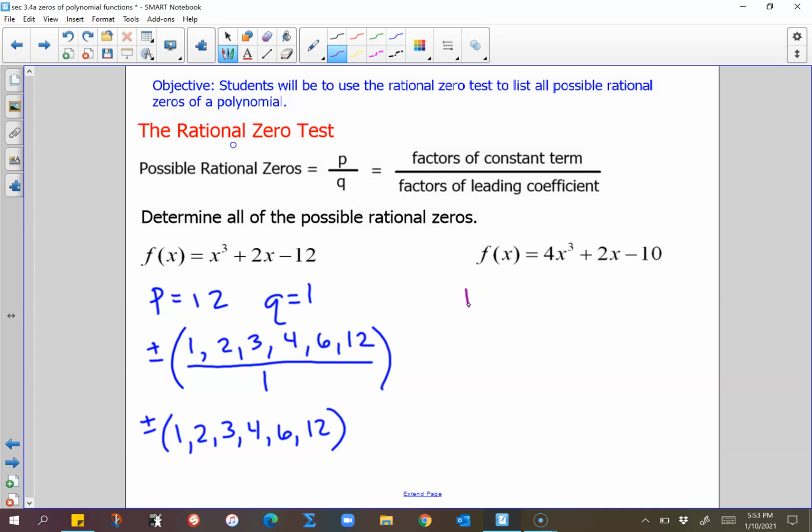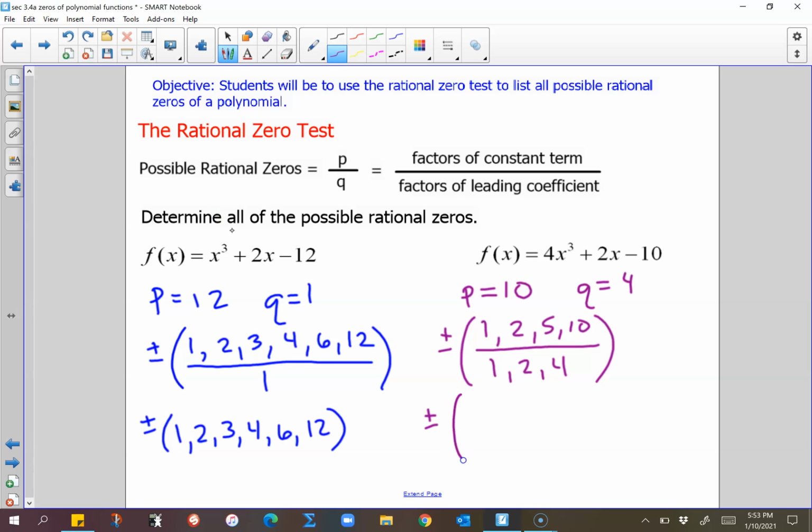So let's look at this one. So P in this case, the constant's 10, again, ignoring the negative. And Q, my coefficient is 4. So I'm going to do plus or minus. Factors of P go on top, so 1, 2, 5, and 10. Factors of Q go on the bottom, 1, 2, and 4. So this one's a little bit more complicated. So the way you're going to do this one, just develop some sort of system and then stick to it, otherwise it can get pretty confusing.